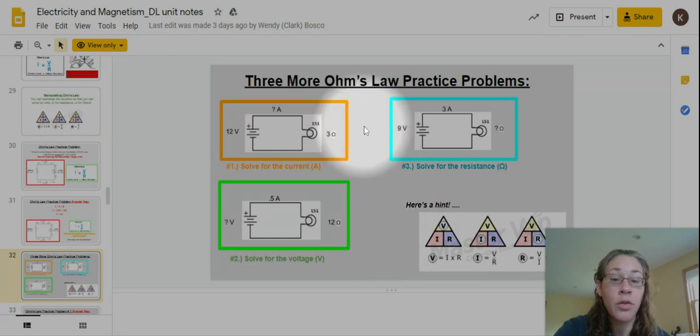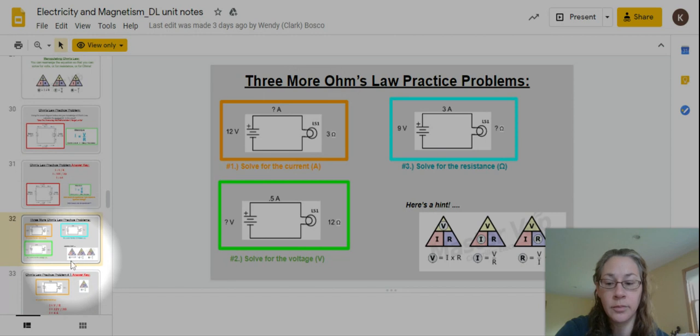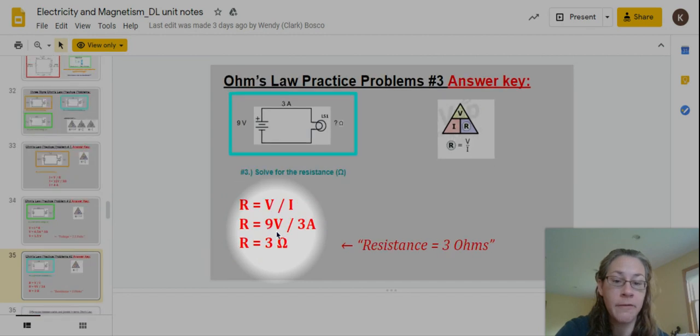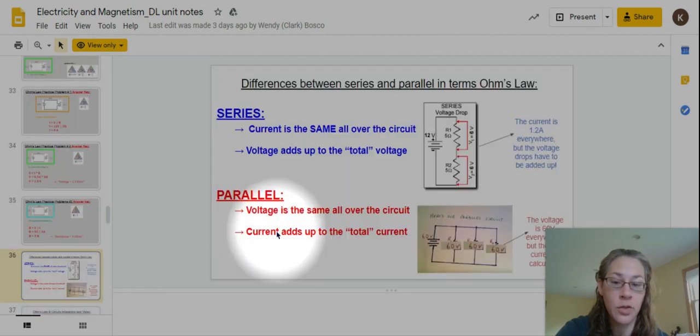So here are 3 more problems. Problem 1, problem 2, and problem 3. Notice we're solving for the different variables. Here we're solving for current. Here we're solving for voltage. And here we're solving for resistance. So try these out on your own. There are answers for you to look at, but try them first and then compare your answers so you know.